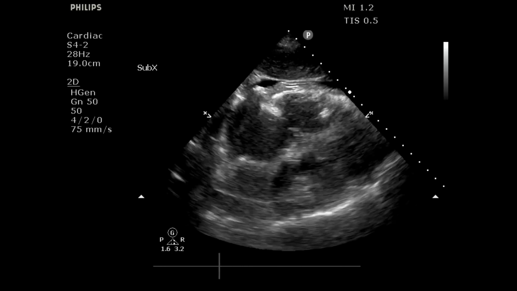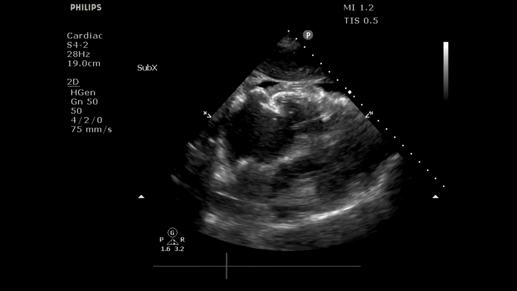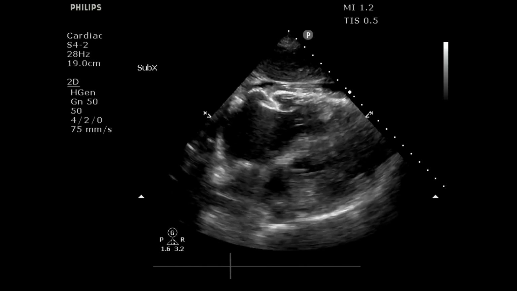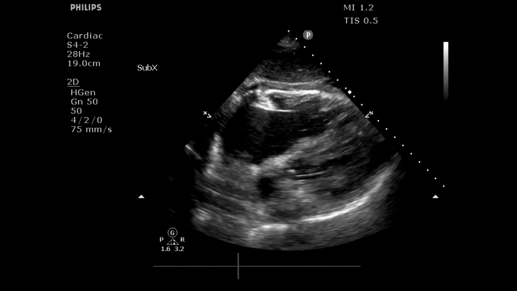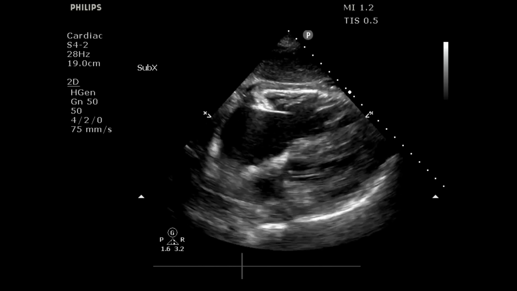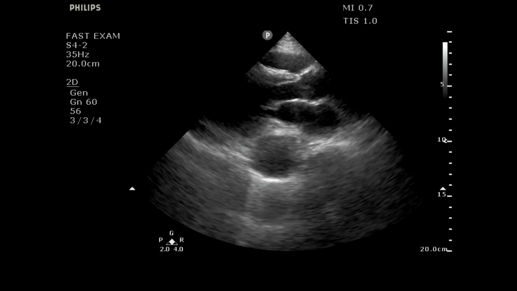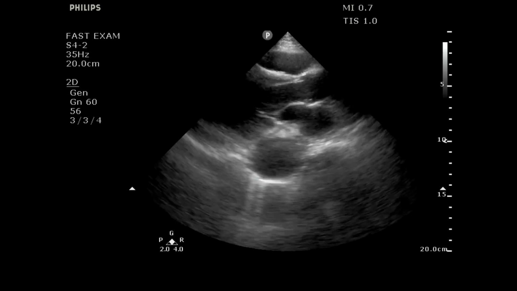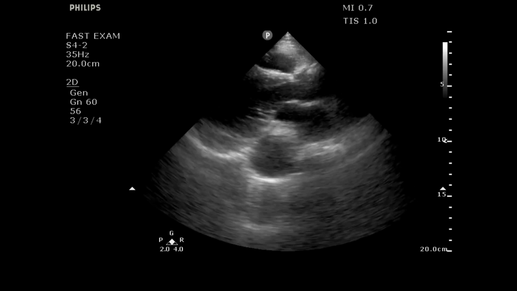So what we're left with is basically a decently normal ejection fraction, maybe some trace pericardial fluid, but we're not finding any smoking guns yet. So let's switch to another window. Here's the parasternal long axis window. We'll make this active, and we're going to confirm those again.